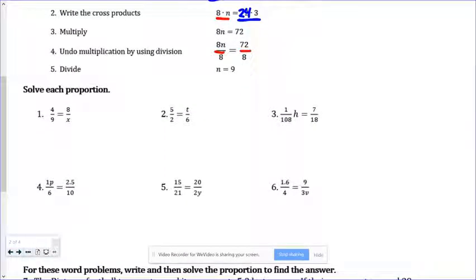Okay, so number one, let's draw our diagonals. So I have 4 times x. Then circle the other diagonal. I'll have 8 times 9. Okay, so I'm going to multiply these out. So I have 4x equals 72. Then you need to divide by the number in front of x.